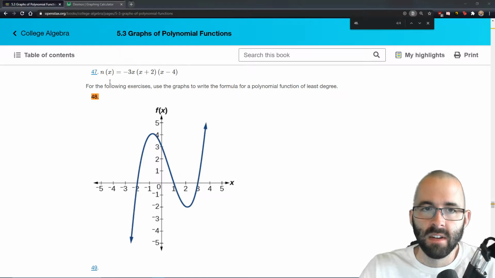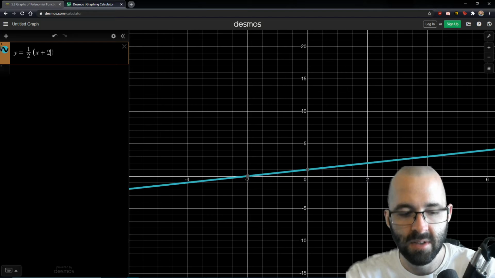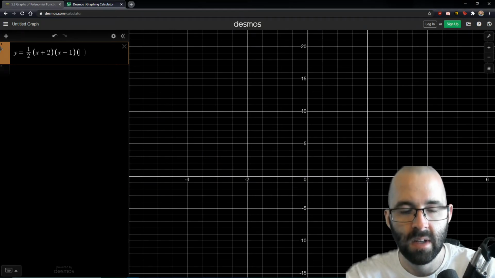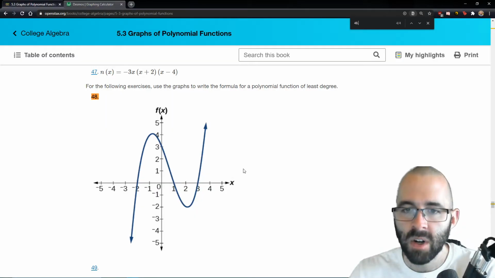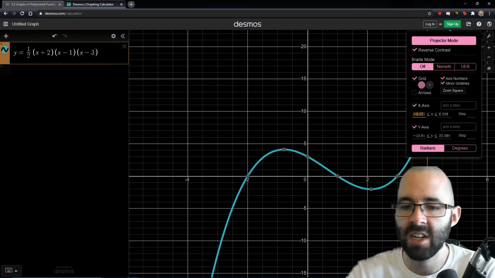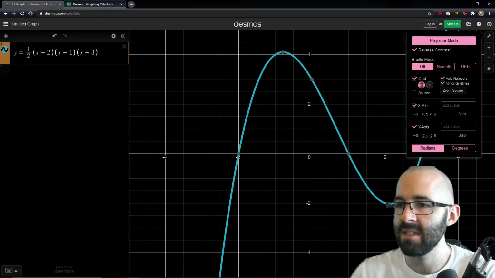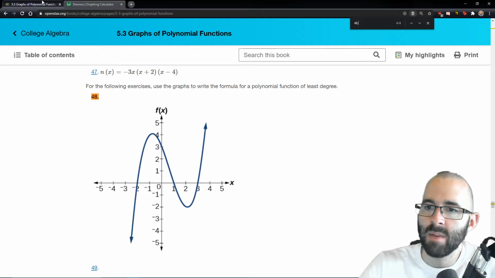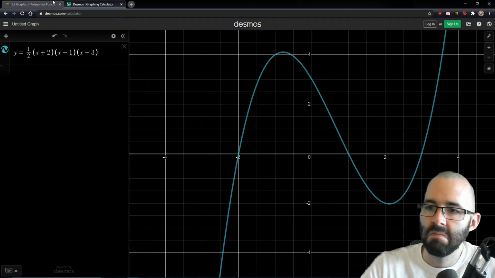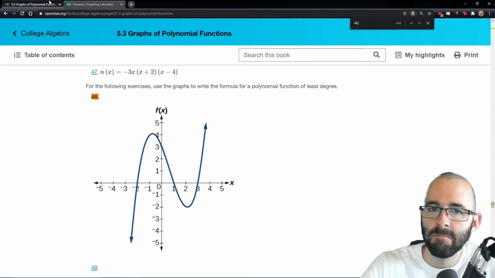Let's see. Let's write this down in Desmos. Y is equal to 1/2 times x plus 2 times x minus 1 times x minus 3. And we're going from -5 to 5 in all directions here. And again, you don't have to change this right here. But if you change your scale, it'll make it a lot easier to check whether it's the same. Is this graph the same as this graph? Yeah, they look pretty close. They have the same y-intercept. They have the same x-intercepts. They have the same shape. There we go.